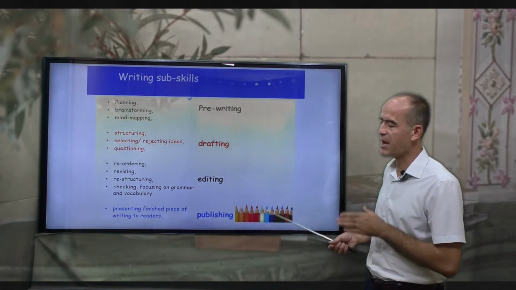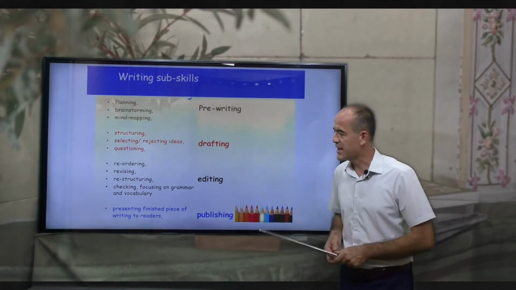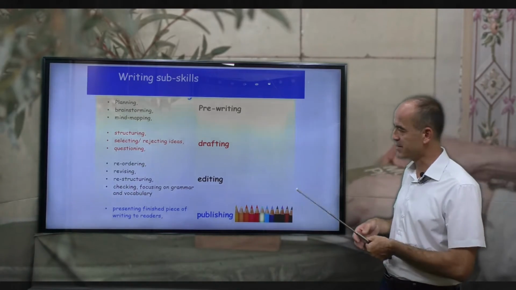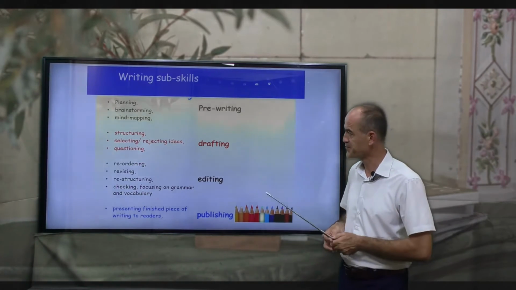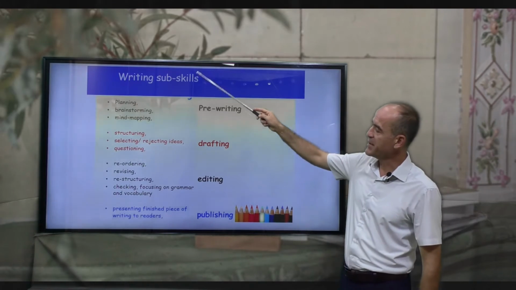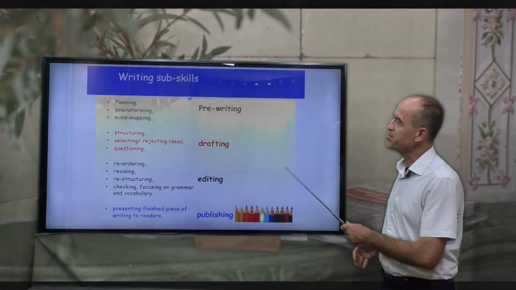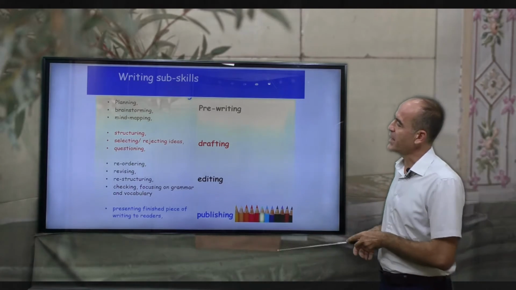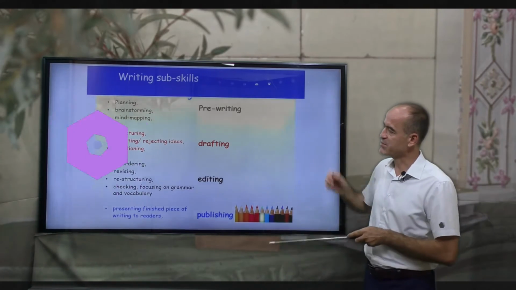In the editing part, they should know how to reorder, revise, reconstruct, how to check, how to focus on grammar and vocabulary. And also in the publishing part, they should have necessary skills to present finished material to the reader. But these skills should be taught by the teacher step by step as the students go through the writing process.